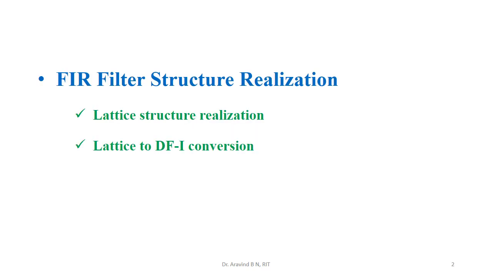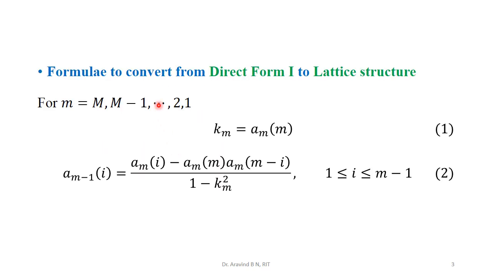In this lecture, we are going to continue the FIR filter structure realization with lattice structure realization and conversion of lattice to direct form 1. So we are going to make use of a set of formulae to convert from direct form 1 to lattice, as well as from lattice structure to direct form 1. Let us take one after the other.